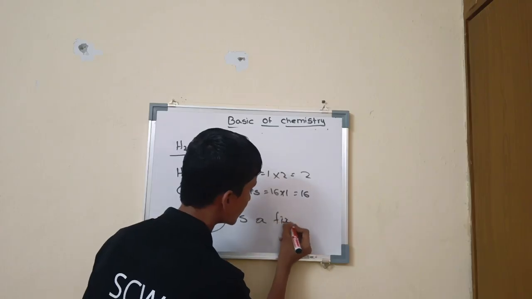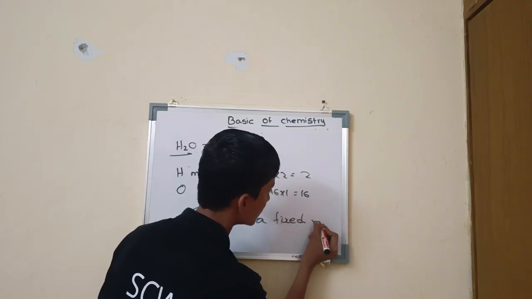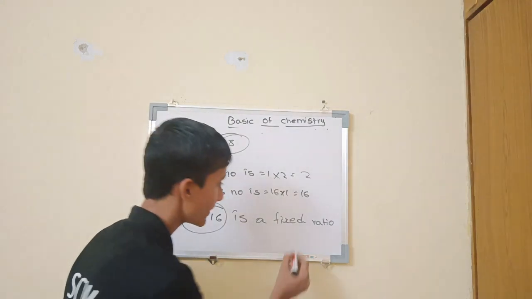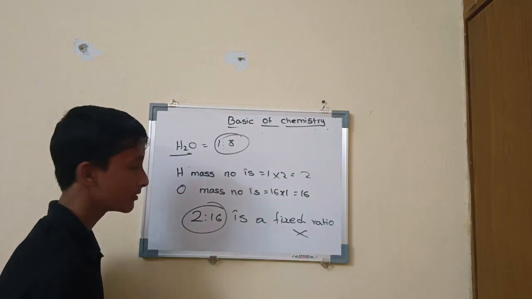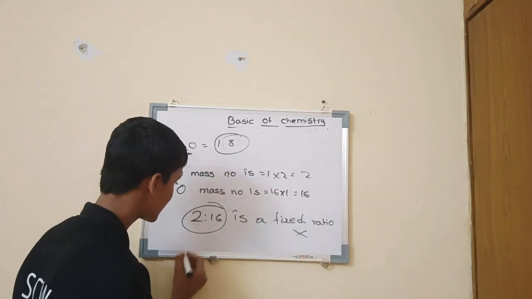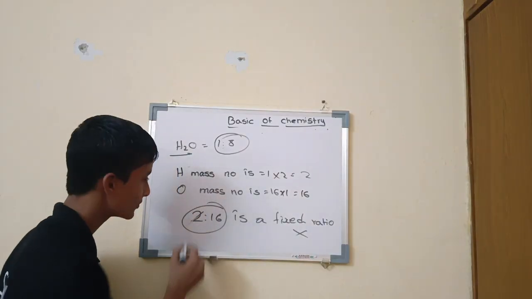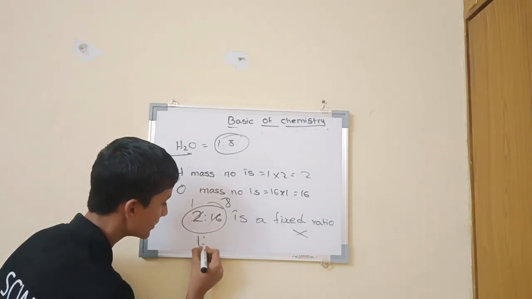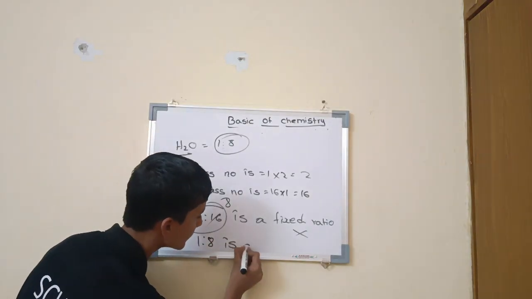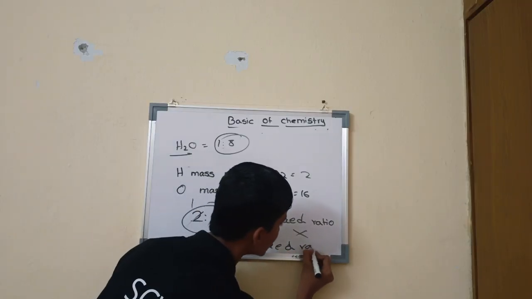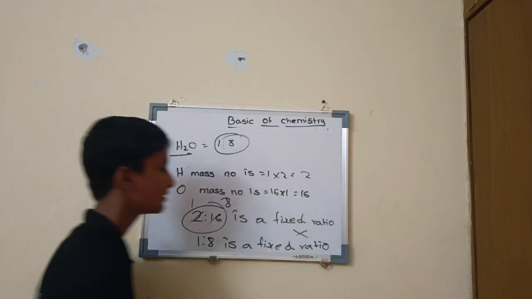Is that a fixed ratio? No, it is wrong. The fixed ratio of the water molecule is 2 ones and 8 twos, so 1 is to 8 is the fixed ratio.